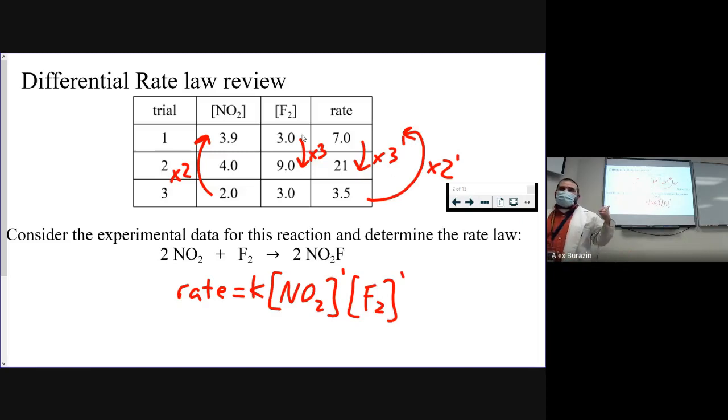Every time you get one of these data tables, it's going to be slightly different, which can be annoying, but take your time. Each trial is independent. Try to isolate the variables if possible. It's not always possible, but we'll try our best.